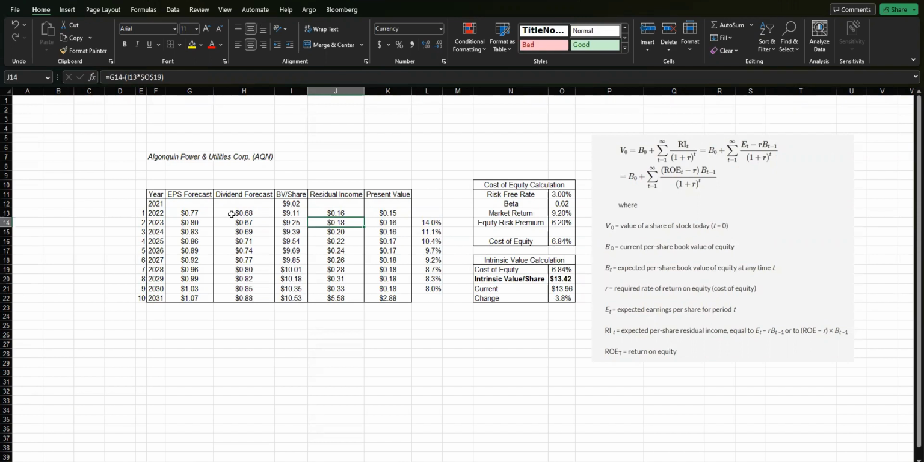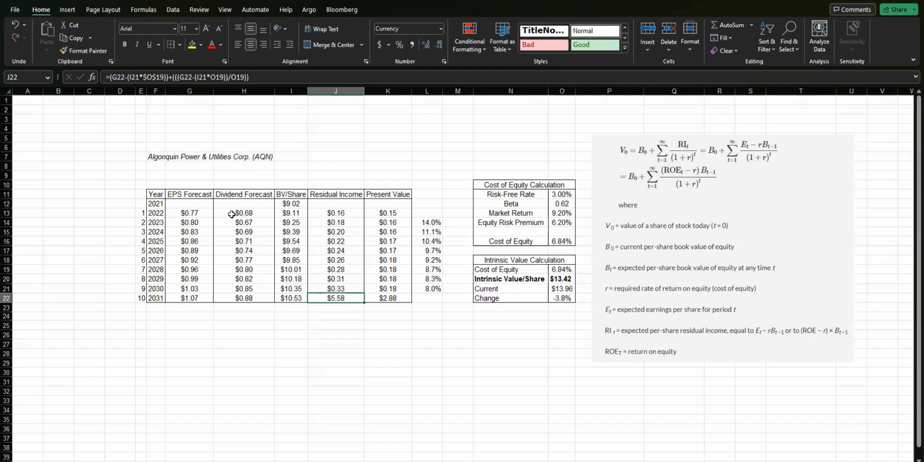In the final year's residual income, I've included a terminal value, which is the final year's residual income valued as a perpetuity, assuming that the company will maintain the same residual income in all future years. This is calculated by dividing the last year's residual income by the cost of equity.